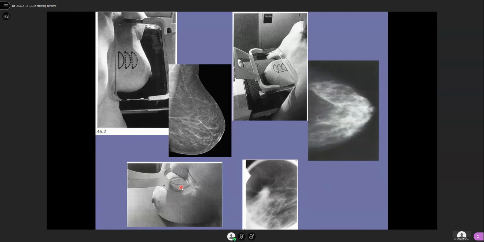And this is special localized compression with magnification. These localized compression views are done, again, as a supplementary view to aid in our diagnosis. They are mainly done to visualize only the area of interest where there is cancer.